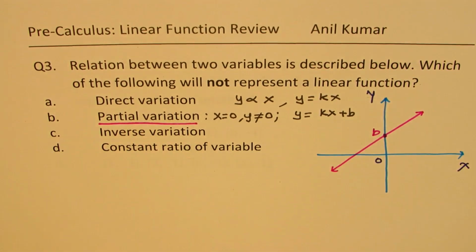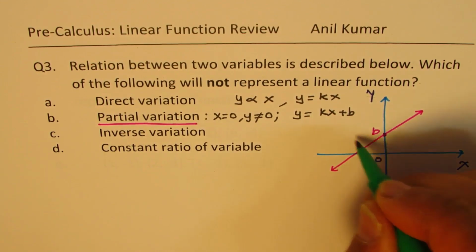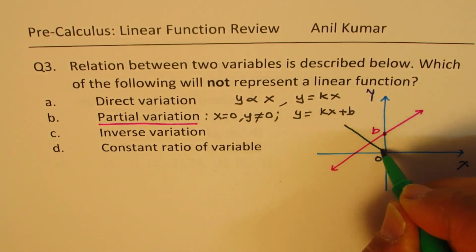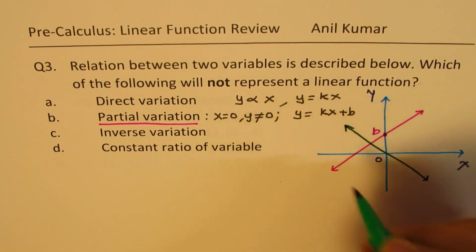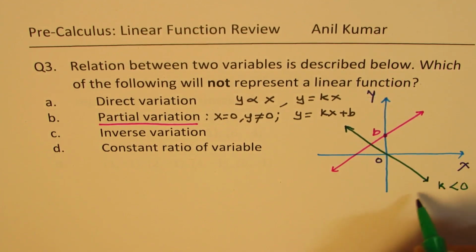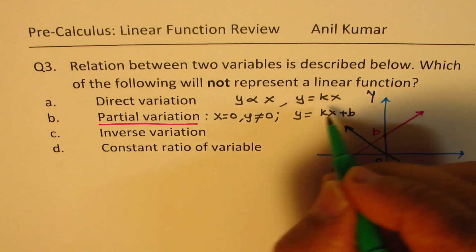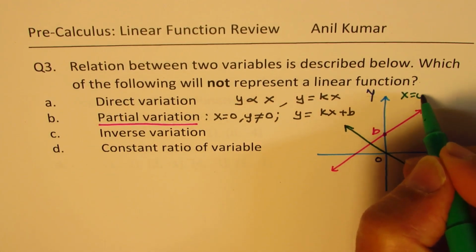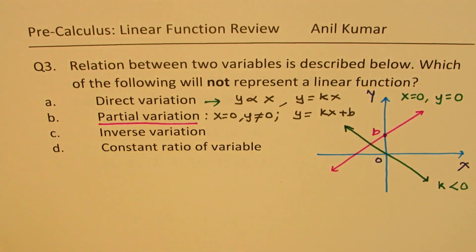Is that clear? A direct variation could be a graph which I could also write like this, right? So this is a direct variation graph where k is less than 0. But it is a direct variation. So in direct variation, when x equals 0, y is equal to 0. So that is direct variation. Is that clear to you?